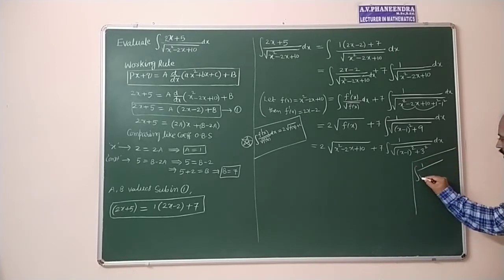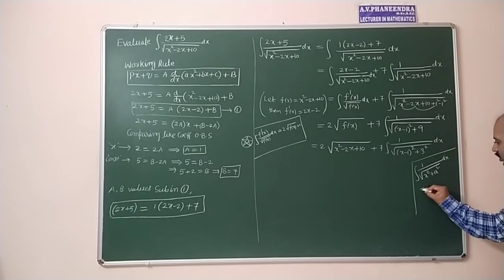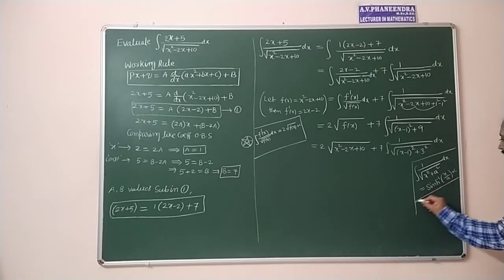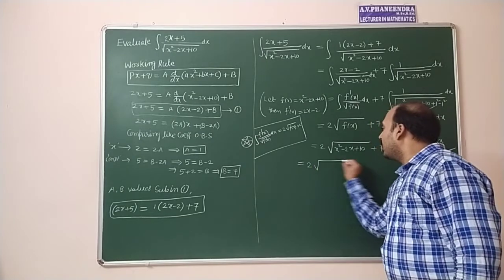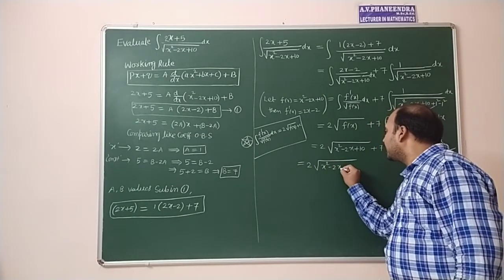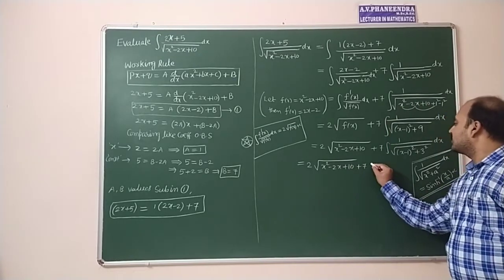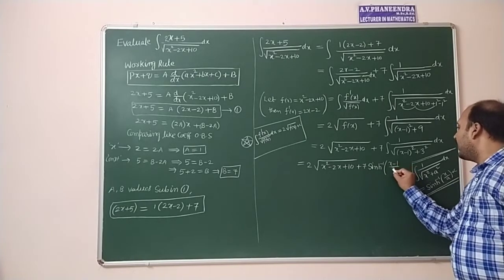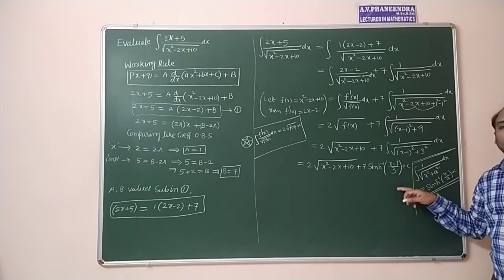Integral 1 by root of x square plus a square dx is equal to sinh inverse of x by a plus c. So, which is equal to 2 into square root of x square minus 2x plus 10 plus 7 into sinh inverse of (x minus 1) divided by 3 plus c. In place of x minus 1, in place of a, 3.